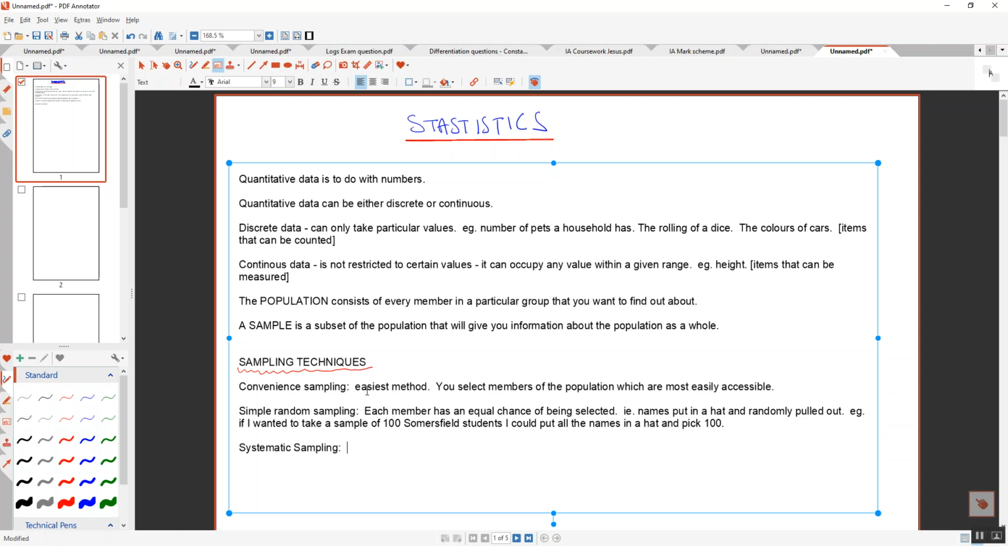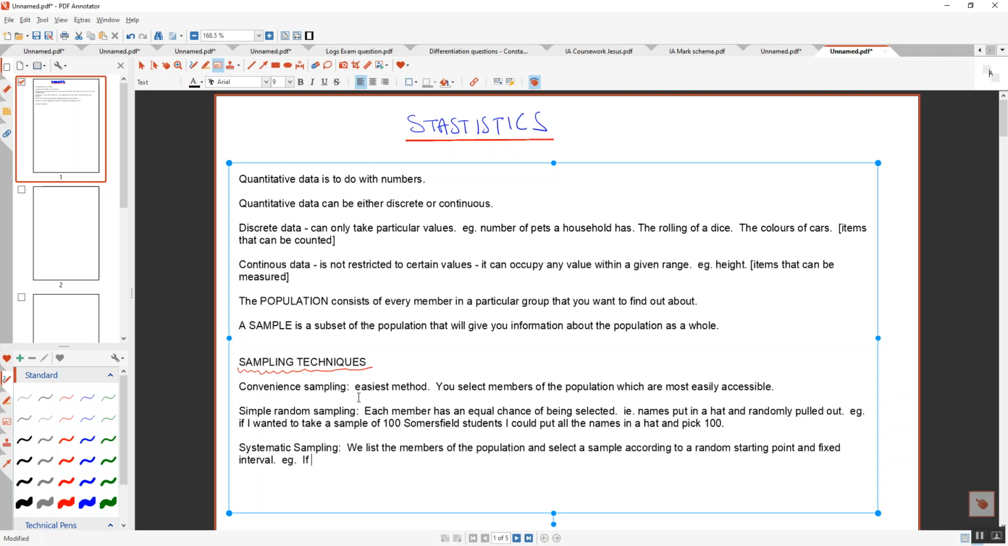Okay, so we list the members of the population and select a sample according to a random starting point and fixed interval.